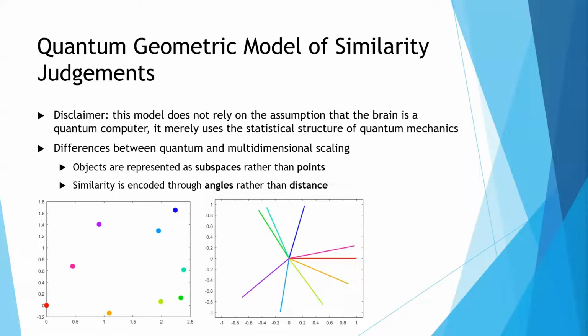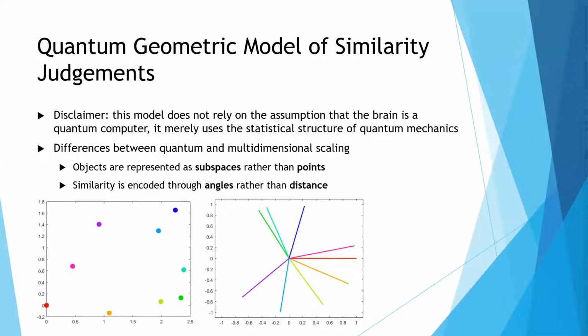As an alternative way to account for similarity judgments, a quantum geometric model of similarity has been proposed, as it naturally accounts for asymmetries in similarity judgments. Please note, the quantum model does not rely on the assumption that the brain is a quantum computer. It merely uses the statistical structure of quantum mechanics.